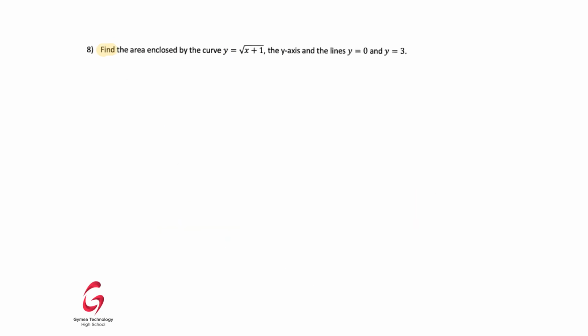Okay, example number 8. It says find the area enclosed by the curve y equals the square root of x plus 1, and the y-axis and the lines y equals 0 and y equals 3. Alright, let's sketch. If we were to graph this one, think about just y equals square root of x. It's going to have those values of 1 and 1, 4 for x, 2 for y, etc.